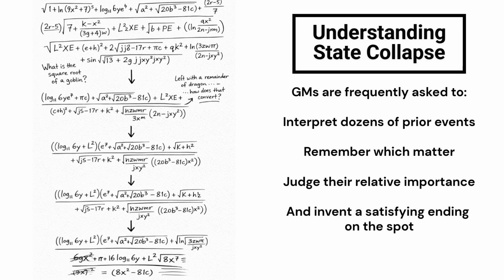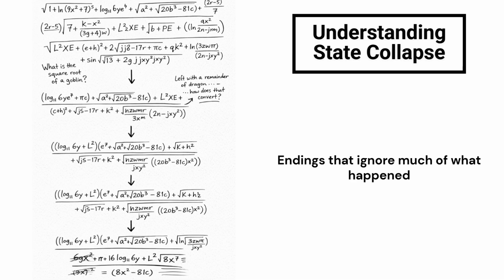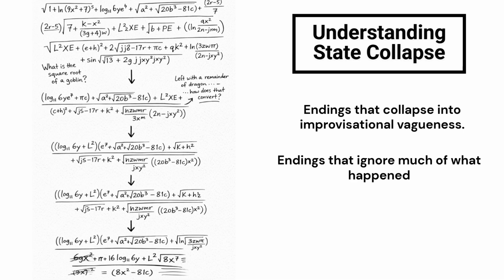Most nonlinear narrative design breaks down at the ending. It breaks down because the GM is asked all at once to interpret dozens of prior events, remember which moments mattered, judge their relative importance, and invent a satisfying resolution on the spot. This almost always forces one of 2 failures. The ending collapses into improvisational vagueness, or the ending quietly ignores much of what actually happened. State collapse exists specifically to prevent this.